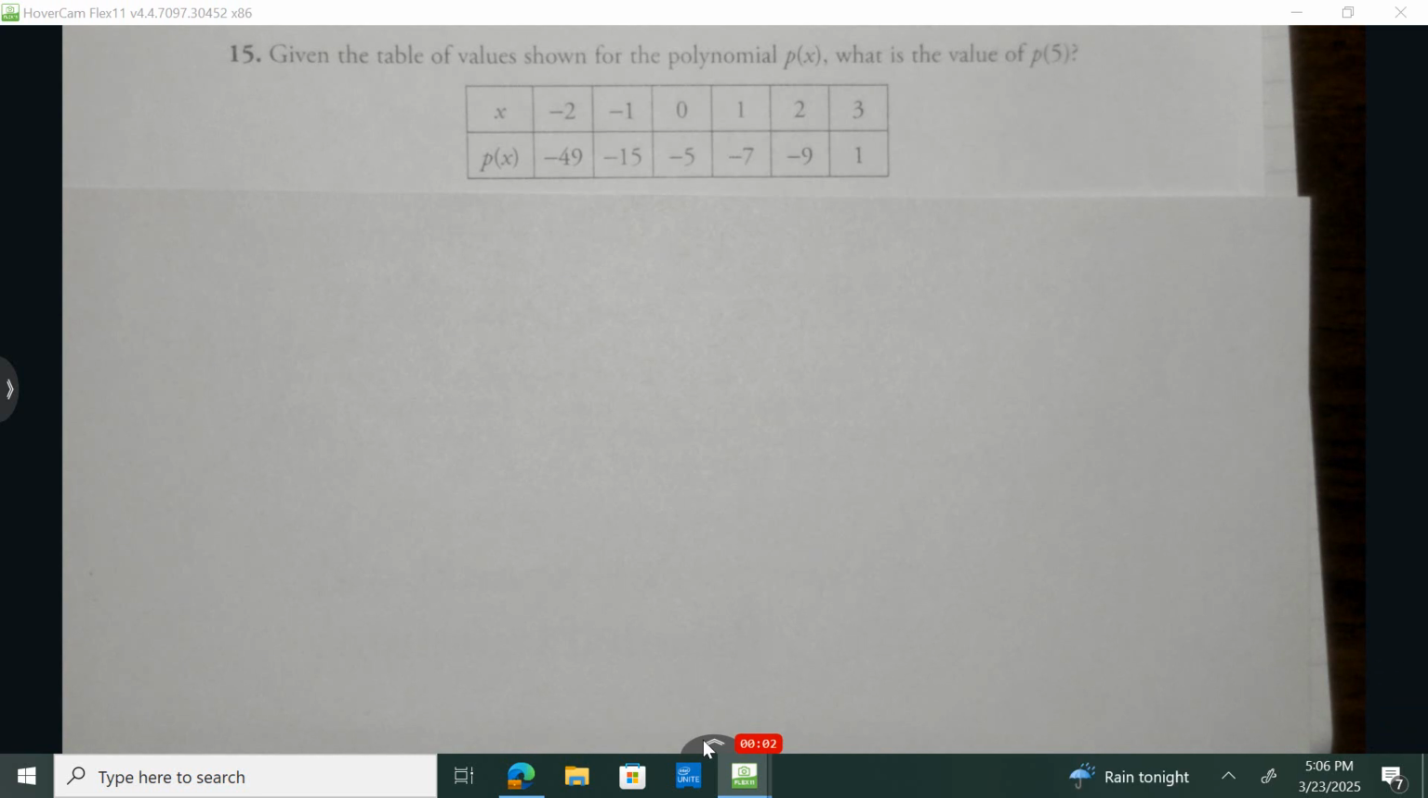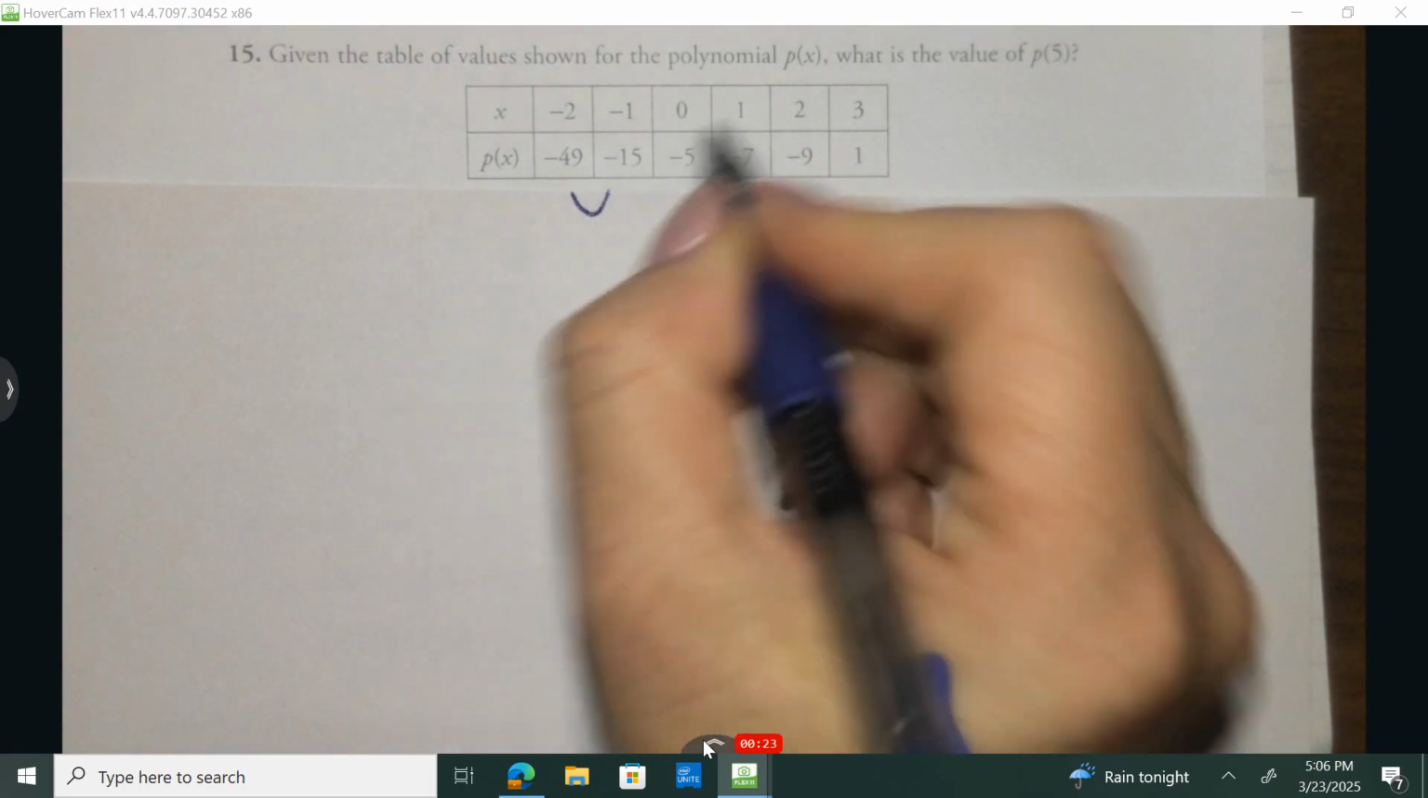In order to complete problem 15 from task number 9, you're going to have to rely upon what you learned in Algebra 1-2. In Algebra 1-2, we learned that when the first difference is the same, it's linear. When the second difference is the same, it's quadratic. And when the third difference is the same, it's cubic. So let's first figure that out.